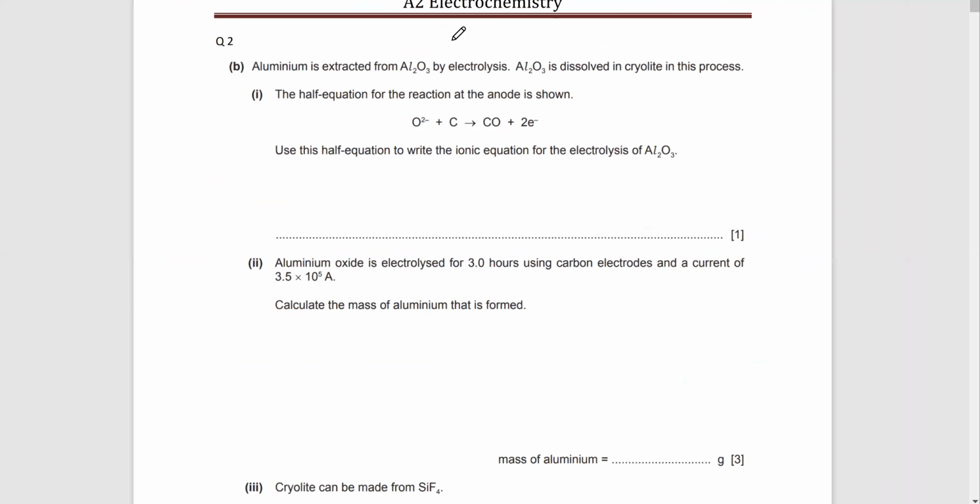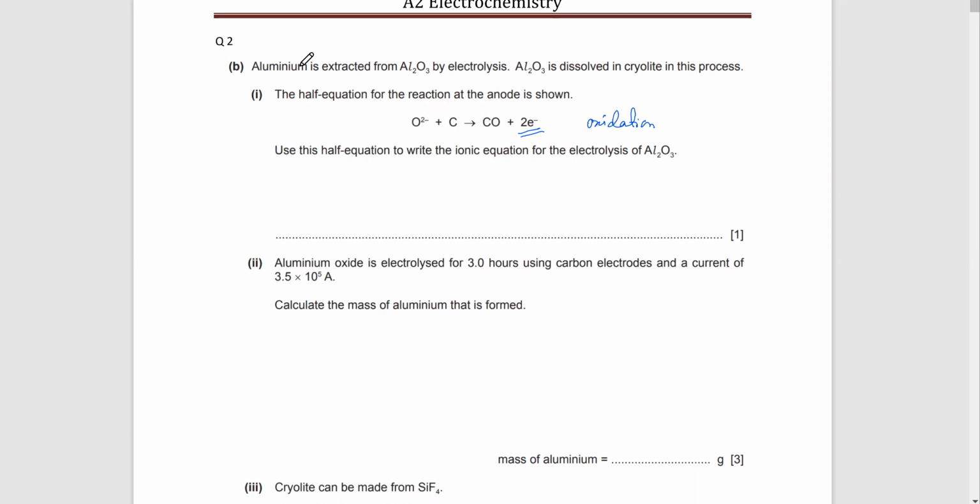Now, next one: aluminium is extracted from aluminium oxide by electrolysis, and aluminium oxide is dissolved in molten cryolite. The half equation for the reaction at the anode is given. Use this half equation to write the ionic equation for the electrolysis of aluminium oxide. So this is again the oxidation equation. Electrons are being produced or lost. So this is your oxidation equation.